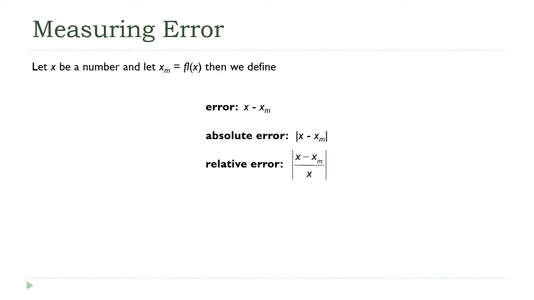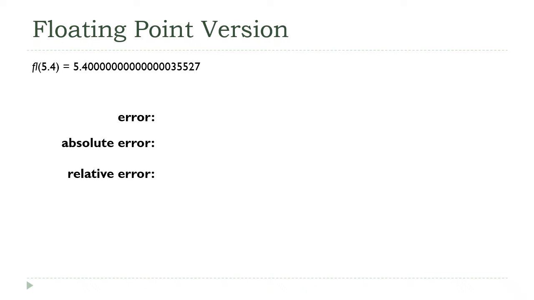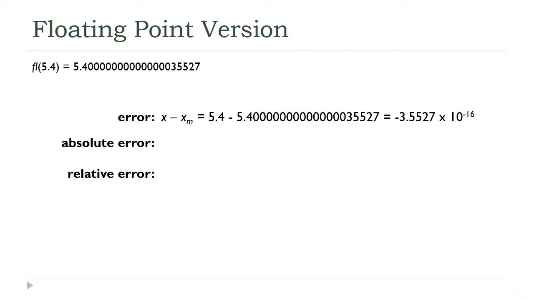Okay, so let's look at an example of this. If you remember from the last lecture, we calculated using our approximation method. We took 5.4, converted it to an approximate machine number. Then when we converted that back to a decimal number, this is what we ended up with. So this is our floating point approximation of 5.4. You notice that it is an approximation, it's not exact. So what do we get with these different errors? Well, the error is just the difference of the two, which comes out to this number here.